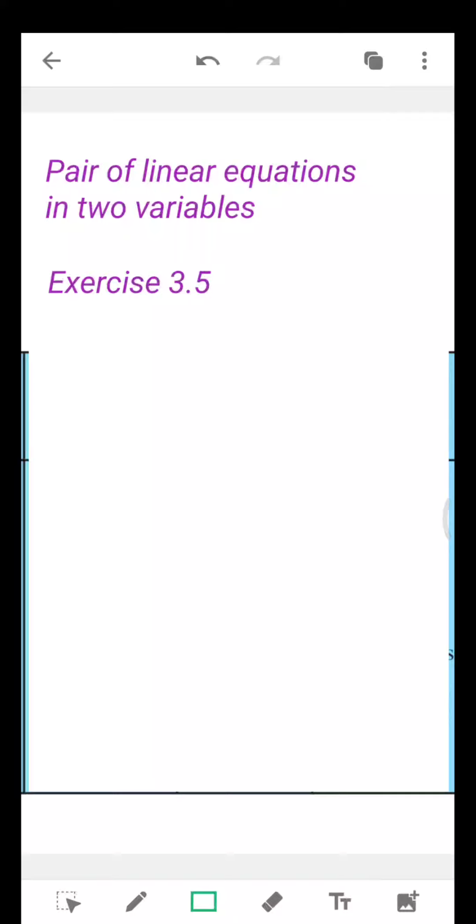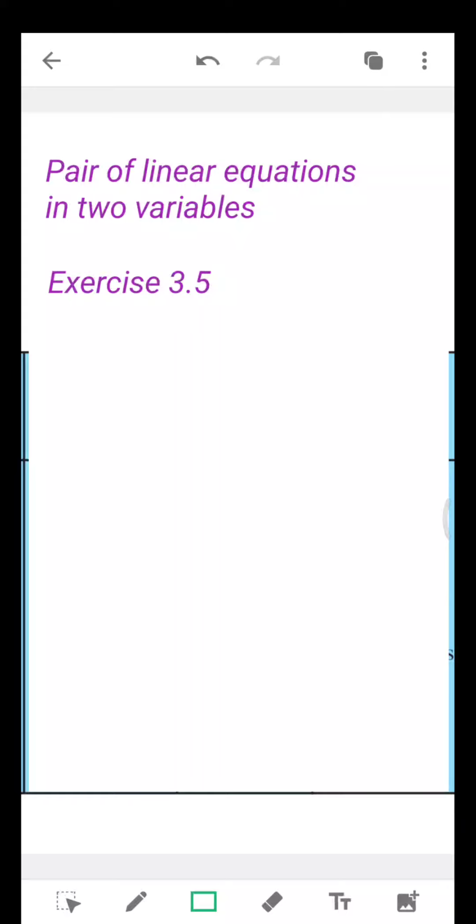In today's session we are going to see exercise 3.5. This exercise is related to the cross multiplication method, but as the cross multiplication method is deleted from your syllabus, we will use the elimination method or substitution method for solving equations.